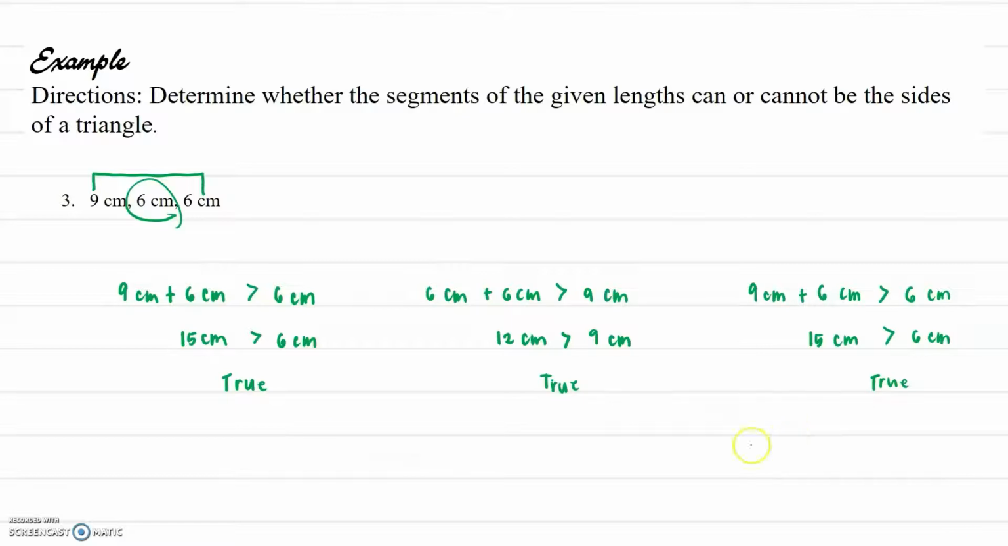And since all of our statements here are true, then as a conclusion, we'll say that 9 centimeters, 6 centimeters, and 6 centimeters can be sides of a triangle. Okay? So that's how to determine whether or not the given dimensions can be sides of a triangle.